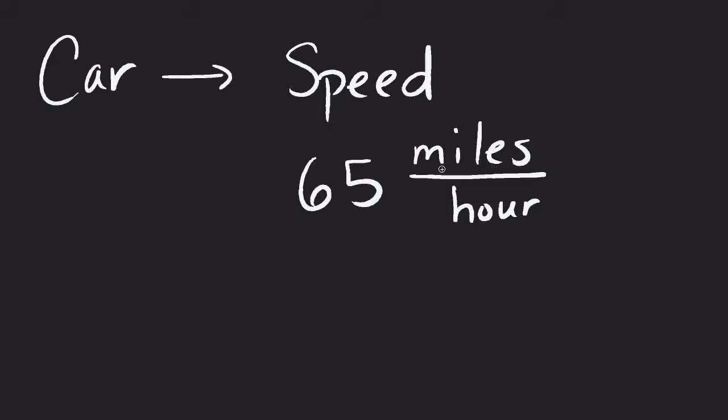It's telling me that if I start here and I travel, at some point I will have gone 65 miles. And how long did it take me to get there? Well, it took me 1 hour to get there. So that's my rate of speed, is I travel 65 miles in 1 hour.